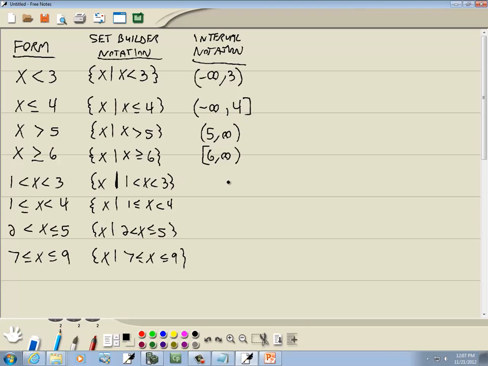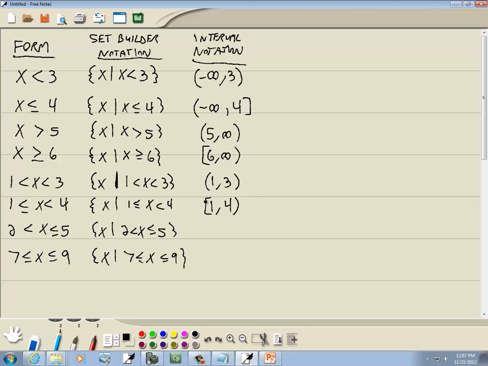Now this one is between 1 and 3. That's less than and less than, which means it doesn't include the 1 and 3. This one's from 1 to 4. This one's a less than or equal to, that means bracket here. And this is just less than, which means parentheses.